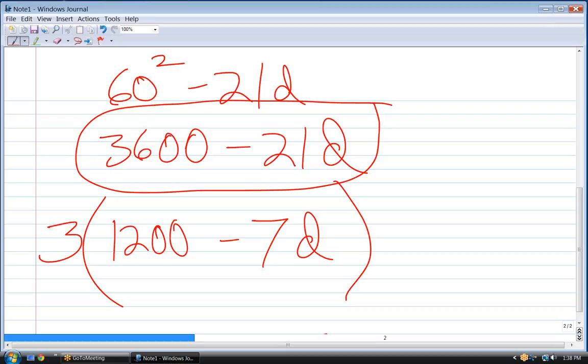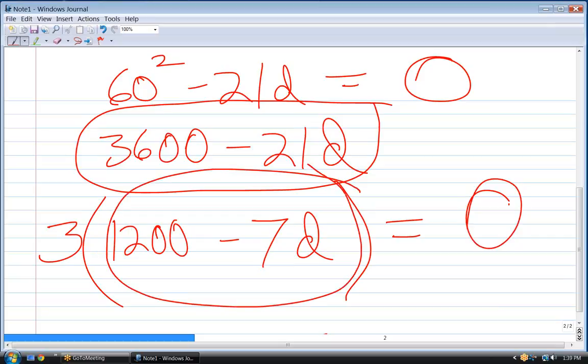And we can't. 7 is prime, so it only has factors of 7 and 1. And 7 does not go into 1,200. So we've got our answer. That's it. And again, if this was an equation, if we go back to the beginning and set it equal to 0, then this would be equal to 0. Well, now I can set this equal to 0 and solve it, and that would be the way I would solve for D.